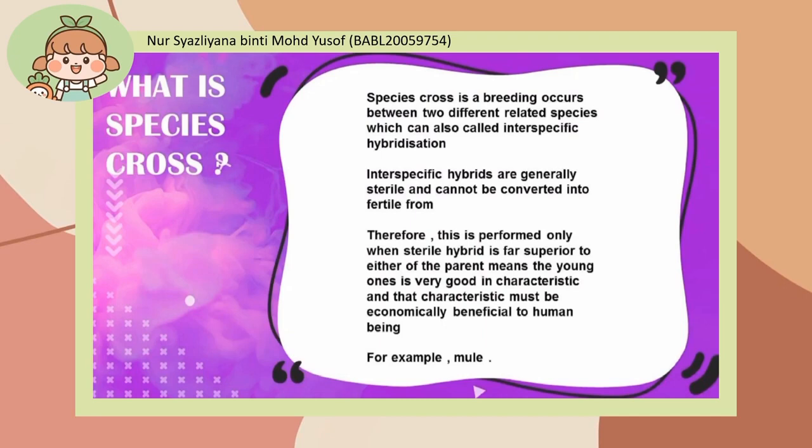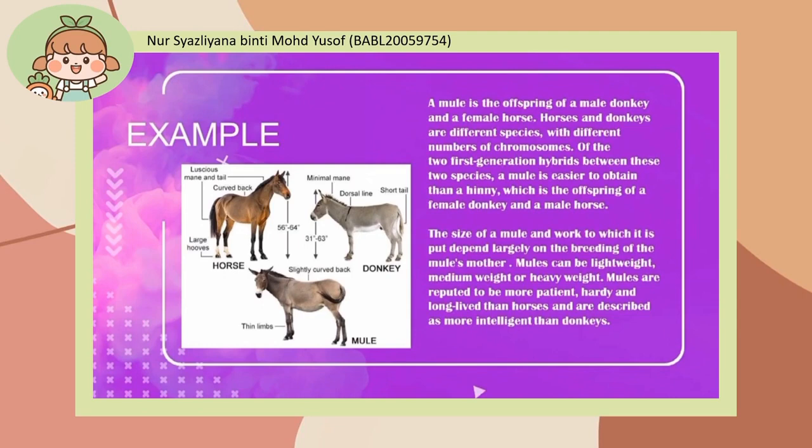For example, mule. A mule is the offspring of a male donkey and a female horse. Horses and donkeys are different species with different numbers of chromosomes. Of the first generation hybrids between these two species, a mule is easier to obtain than a hinny, which is the offspring of a female donkey and male horse. The size of a mule and the work to which it is put depend largely on the breeding of the mule's mother. Mules can be lightweight, medium weight, or heavy weight. Mules are reported to be more patient, hardy, and long-lived than horses, and are described as more intelligent than donkeys.